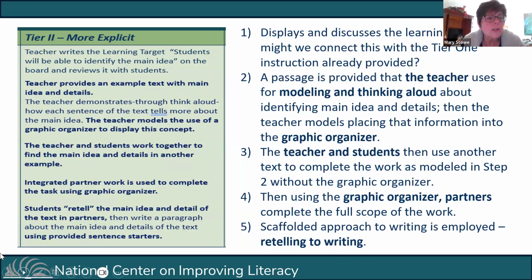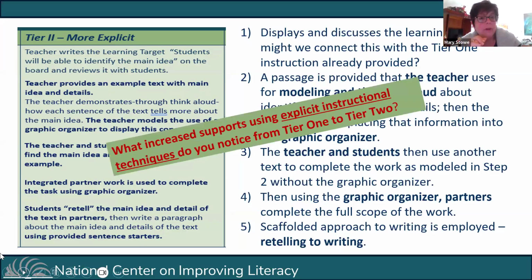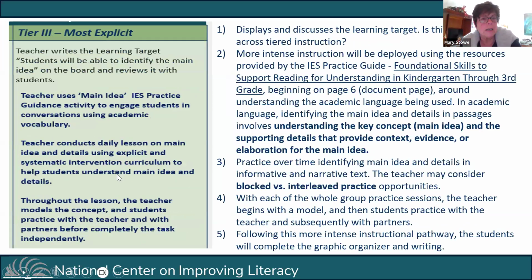So what might this look like at Tier 3? What I also want to share with you all, or highlight for you all, again, is that document from Sharon Vaughn's group around explicit instructional techniques. But let's think about Tier 3. What do we need to consider when we are working with students at this particular tier in regard to understanding key concepts around main idea and details?